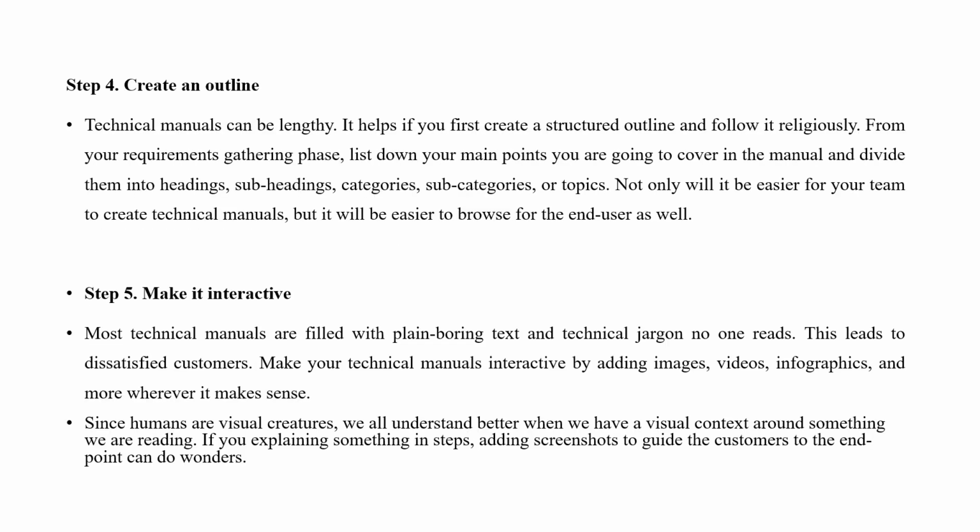Step 4. Create an outline. The technical manual can be lengthy. It helps if you first create a structure or outline and follow it religiously. From your requirements gathering phase, list down the main points you are going to cover in the manual and divide them into heading, subheading, categories, subcategories or topics. Not only will it be easier for your team to create a technical manual, but it will also be easier to browse for the end user as well.